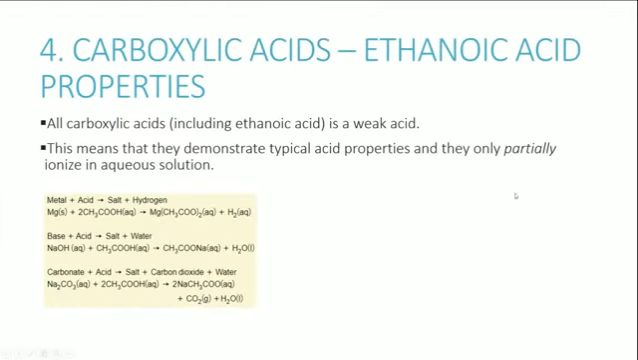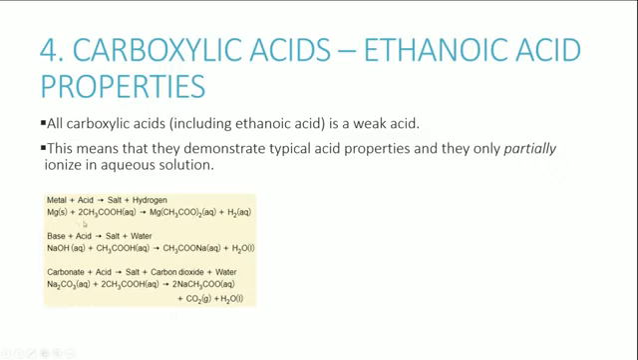So moving on, the properties of ethanoic acid would be that because it's an acid, all carboxylic acids, of course, including ethanoic acid, are weak acids. This means that they demonstrate typical acid properties, and they only partially ionize in aqueous solution, which is what weak acids are. And so the general reactions of acids would be the classic metal plus acid reactions, giving you salt and hydrogen, and you've got the base plus acid and the carbonate plus acid reactions that you need to know of.